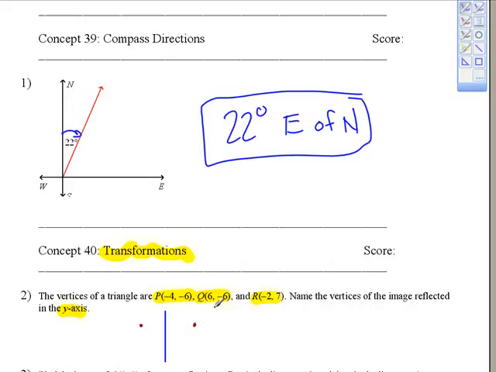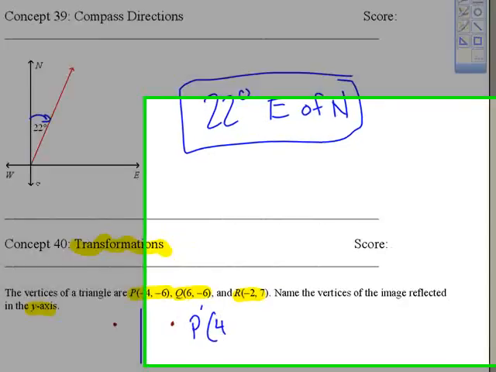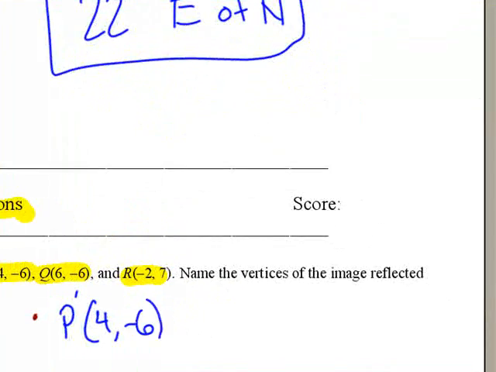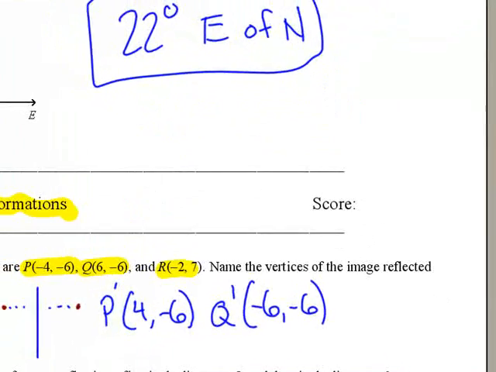All right, so all we got to do is, for P prime, the x is going to change value, and the y will stay the same. For Q prime, the same thing's going to happen. The x is going to change value, and the y is going to stay the same, because it's going to stay the same height as we go across here, right? The y value won't change, just the x value will change sign. And R prime, the x value will change sign, and the y will stay the same.